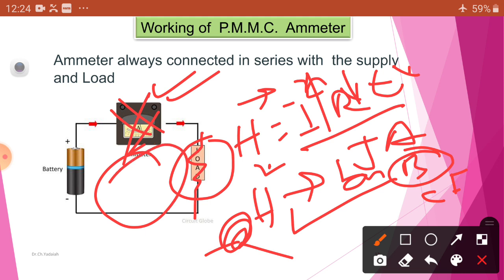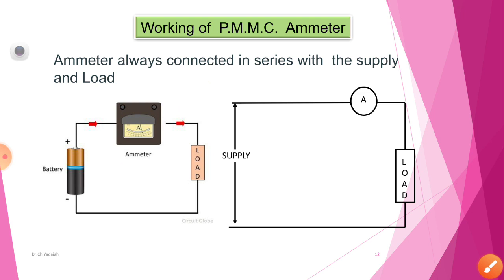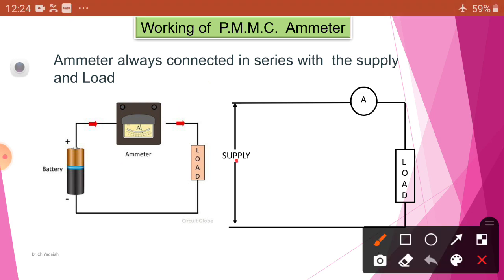Remember this thing. Now this is represented like this: the supply, with the ammeter indicated, the current entering at the plus in DC and leaving at the minus.